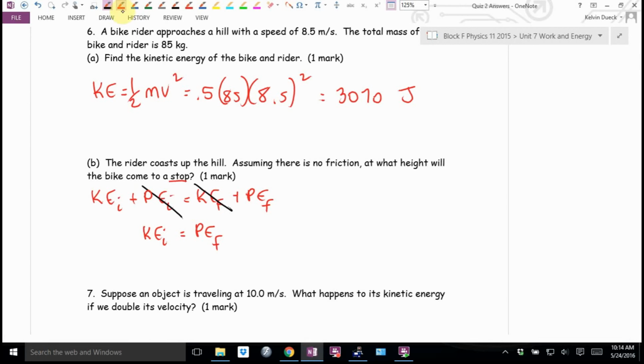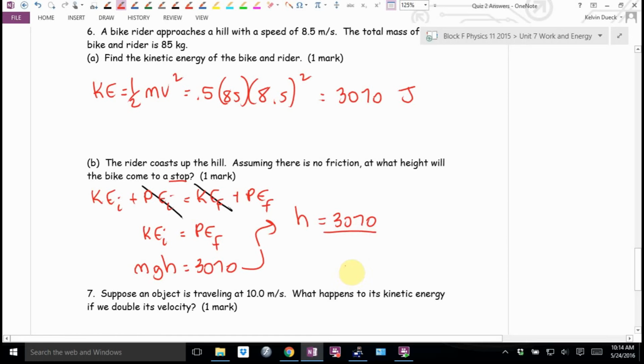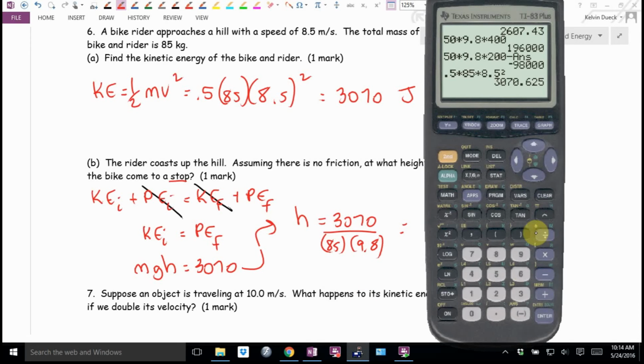And I'll get mgh equals 3,070. How would I get the h by itself? h is going to be 3,070 divided by m times g. It's going to be this number divided by 85 times 9.8. And I get, do you get 3.7 meters? Yeah.